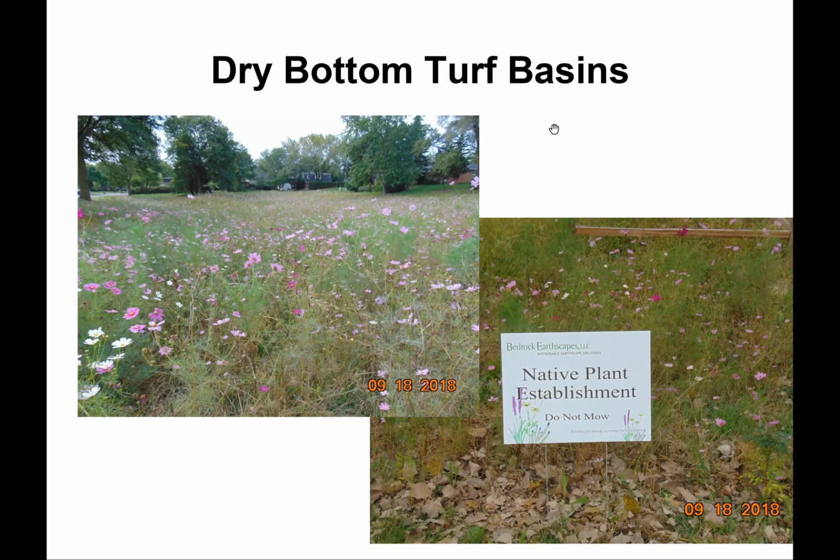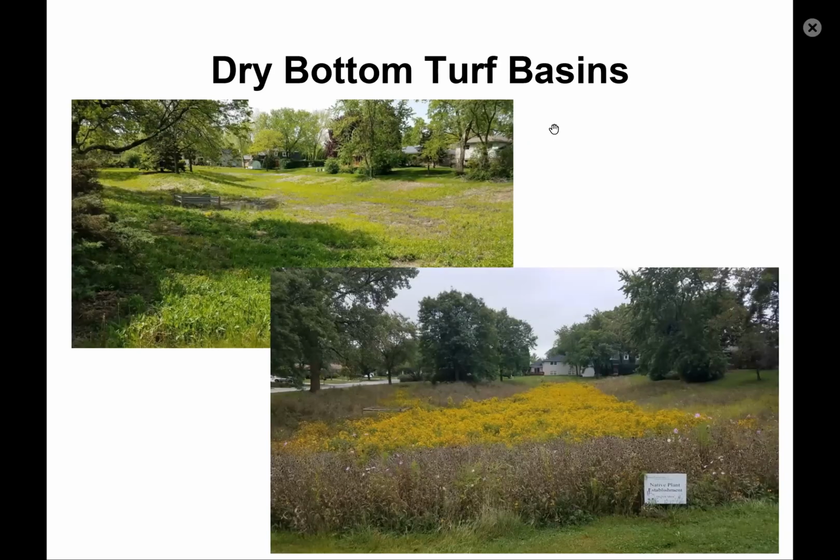Okay, next slide. So this was the end of the first season. We did this in May and planted it. This is September. This is the next spring. Upper left is the next spring, and the lower right is at the end of the second season. And what you're looking at here, up around the edge of this basin in your lower right picture by the sign, are black-eyed Susans that have already bloomed.